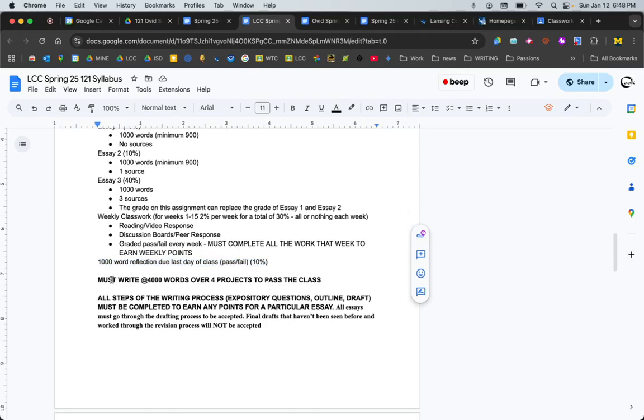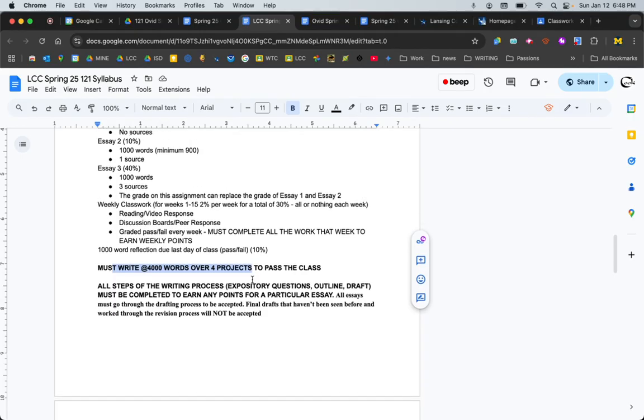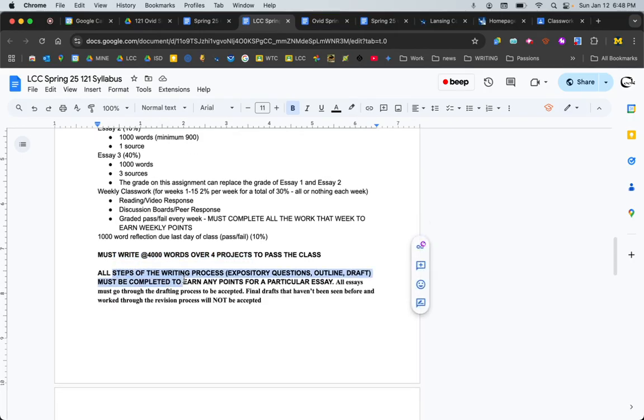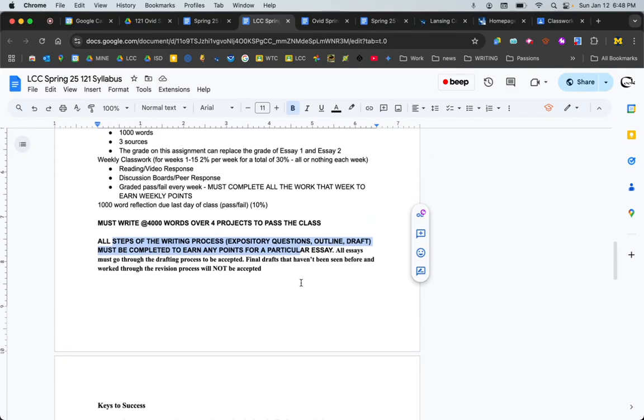So you have to write about 4,000 words over 4 products to pass the class. All steps of the writing process must be done for any points in a particular essay. What that means is you have to have the expository questions, the outline, the draft, and this really eliminates AI. The real reason AI is eliminated is because AI works really well for high school writing. If you wanted to say, describe a theme in To Kill a Mockingbird, you put that prompt in and AI would regurgitate something.